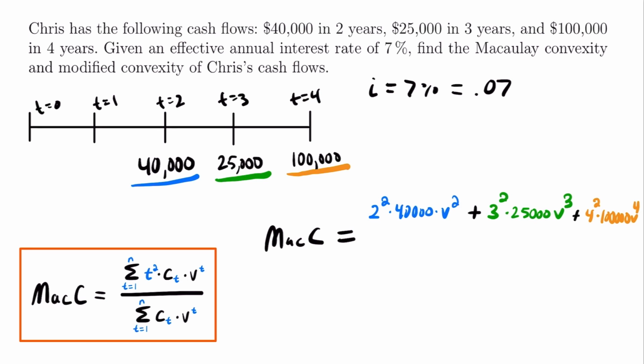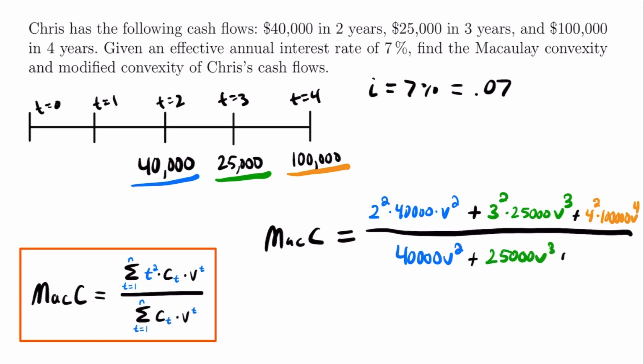Okay, so that's the numerator of our calculation, and then that will be divided by the present value of our cash flows. That's just going to be the same as the numerator, except we're not going to be multiplying by the times squared. So we'll have 40,000 times v squared plus 25,000 v cubed plus 100,000 v to the power of 4. Okay, and that's it. This is the calculation for the Macaulay convexity of these cash flows.